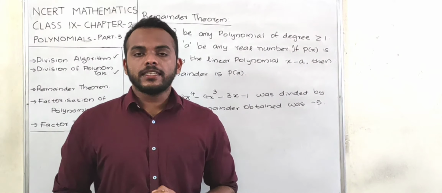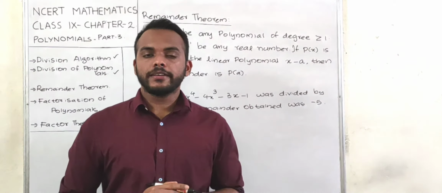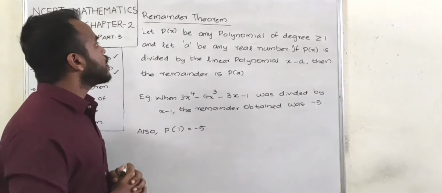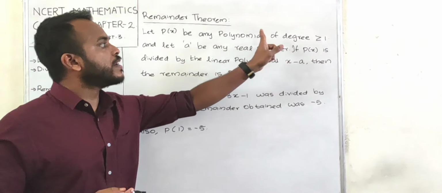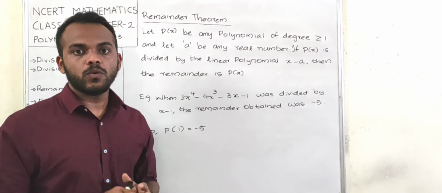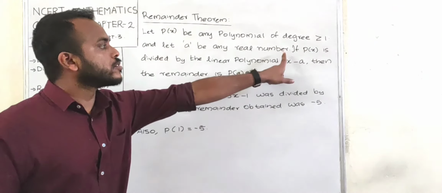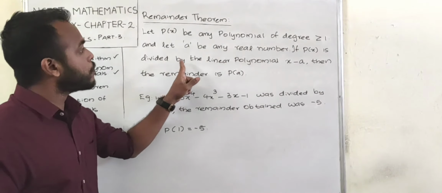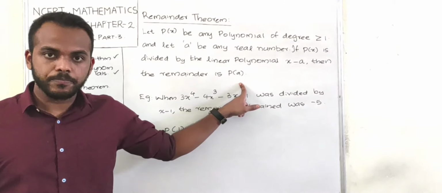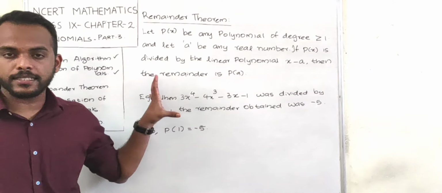So far we have been discussing the details that were required to build the base of the remainder theorem. Now we are eligible to state what the remainder theorem is. The statement says, let P of x be any polynomial of degree greater than or equal to 1. Of course, the polynomial should be of degree 1 or more. And let a be any real number. If P of x is divided by the linear polynomial x minus a, then the remainder is the same as P of a. If this sentence is a bit difficult to understand, let's understand it using the example that we just did.